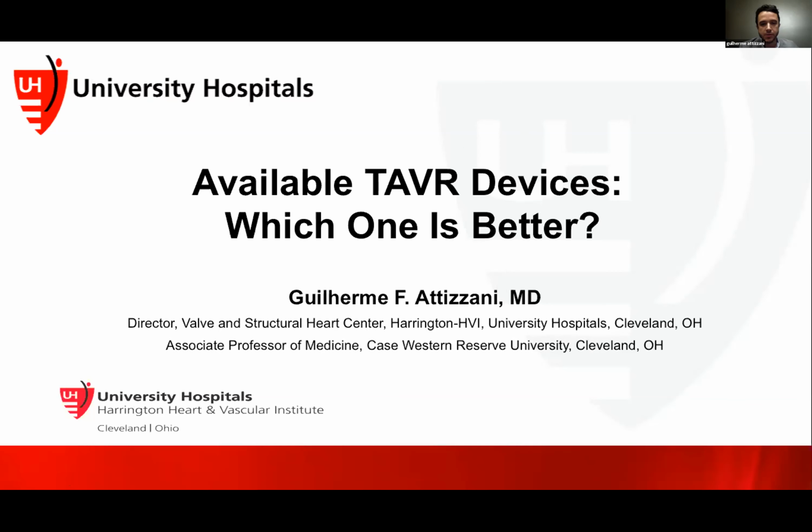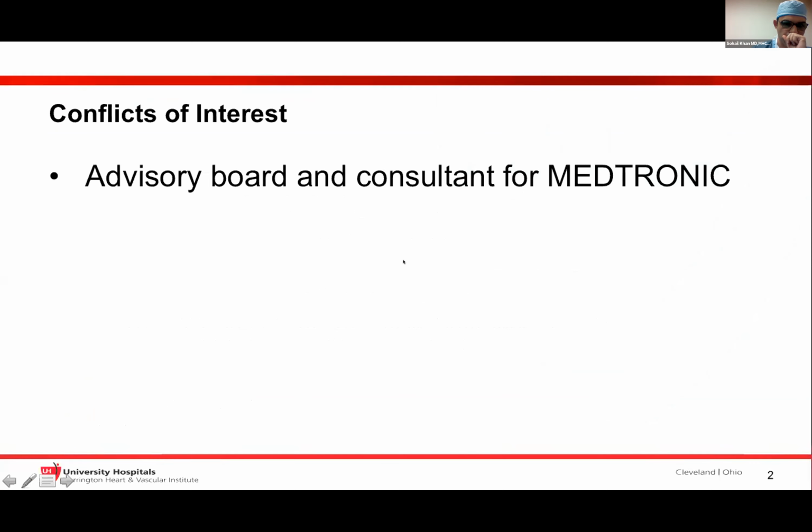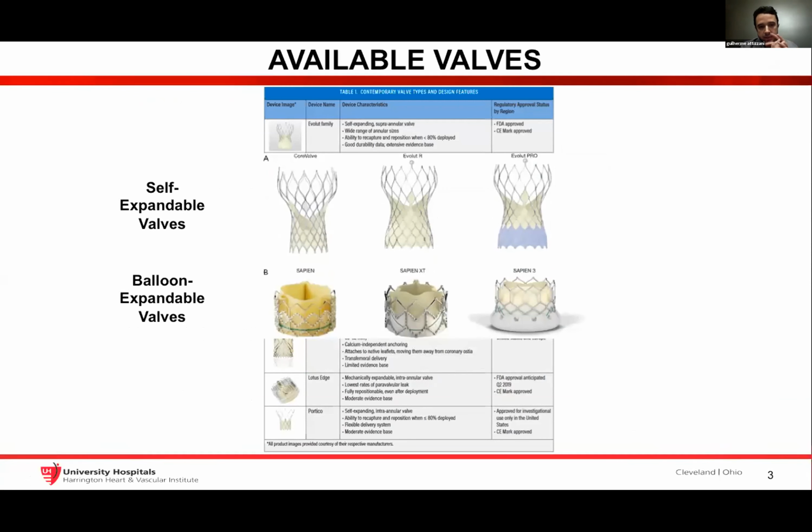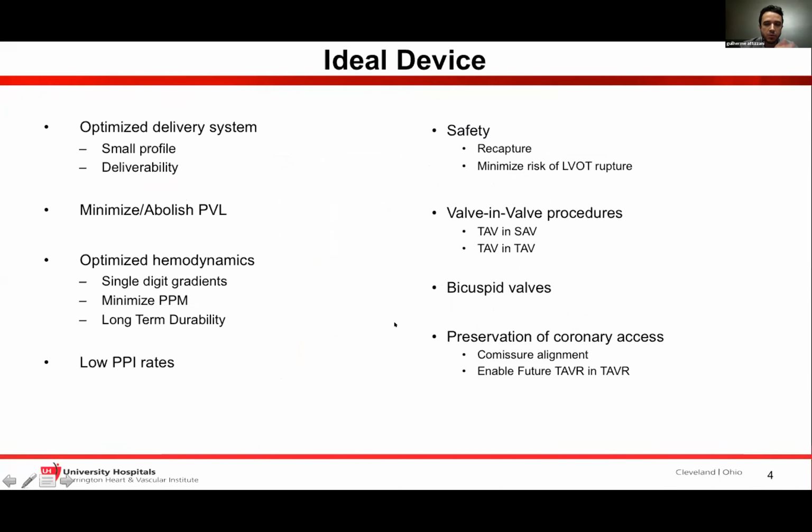Okay, thank you. I apologize for the inconvenience. So we're going to discuss today amongst the available TAVR devices that we have, which one is the best one. So this is my disclosure. There are several different devices available outside the United States, and we narrowed down the options in the United States to 2 devices. Self-expandable supraannular platform of CoreValve, and more recently Evolut Pro and Pro Plus, and the balloon expandable valve of Sapien, and today Sapien Ultra.